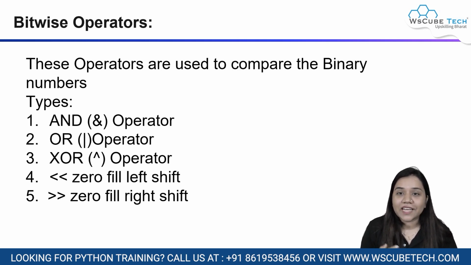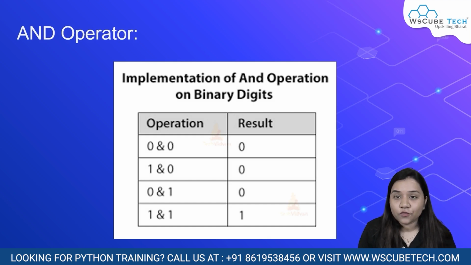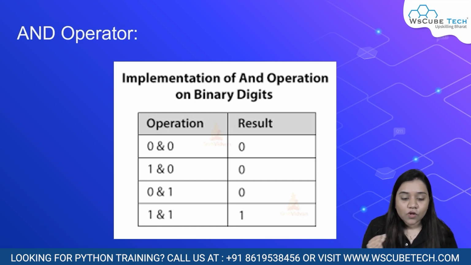Now let's understand what the AND operator is. The AND operator works like the AND gate, which gives the binary result of two zeros as 0, 1 0 as 0, 0 1 as also 0, but when there is a 1 1 in a binary number, it gives us 1.